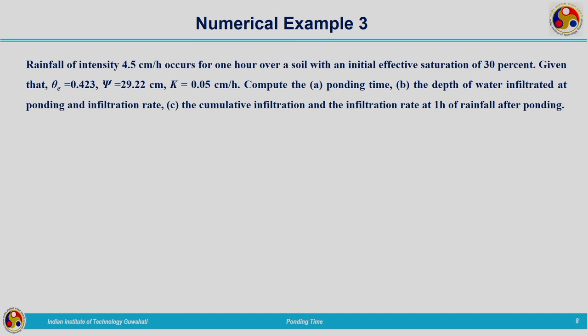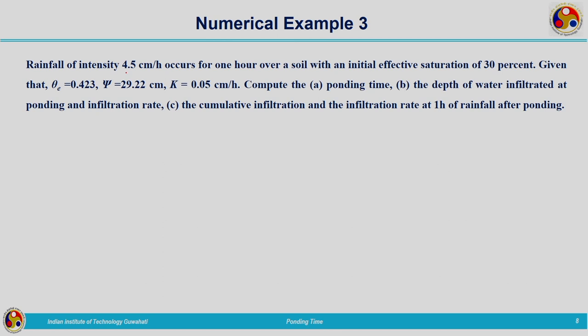Now, we will move on to the third example, in which we will calculate the quantity of water which is infiltrated after ponding. Let me read out the question. Rainfall intensity of 4.5 centimeters per hour occurs for 1 hour over a soil with an initial effective saturation of 30%. Given that theta E is equal to 0.423, psi is equal to 29.22 centimeters, K is equal to 0.05 centimeters per hour, compute the ponding time, the depth of water infiltrated at ponding, and the cumulative infiltration and the infiltration rate at 1 hour of rainfall after ponding.